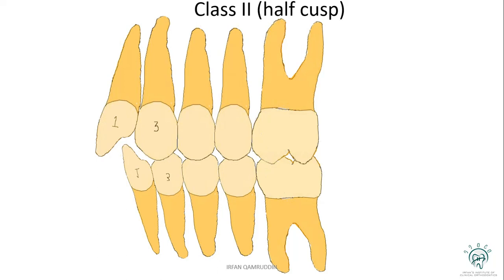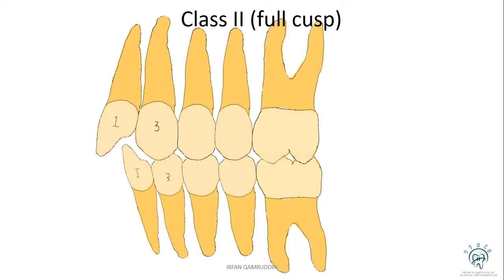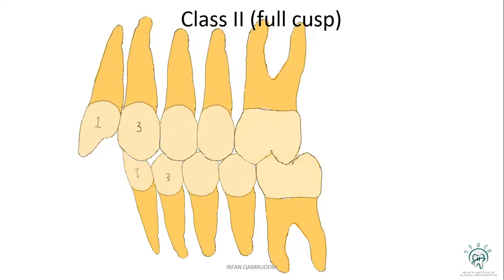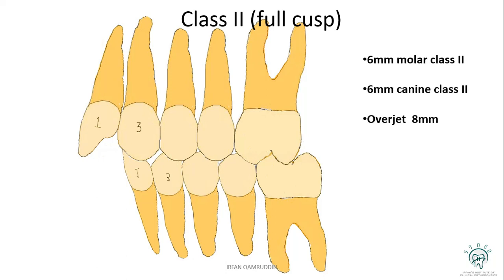Sometimes the discrepancy is more severe and the upper molar is around 6 millimeters ahead of the normal relationship to the lower molar. We call it full cusp class 2 or full step class 2. Here you can see that canines are also 6 millimeters ahead of their normal relationship, and it has resulted in increased overjet by 8 millimeters at least.